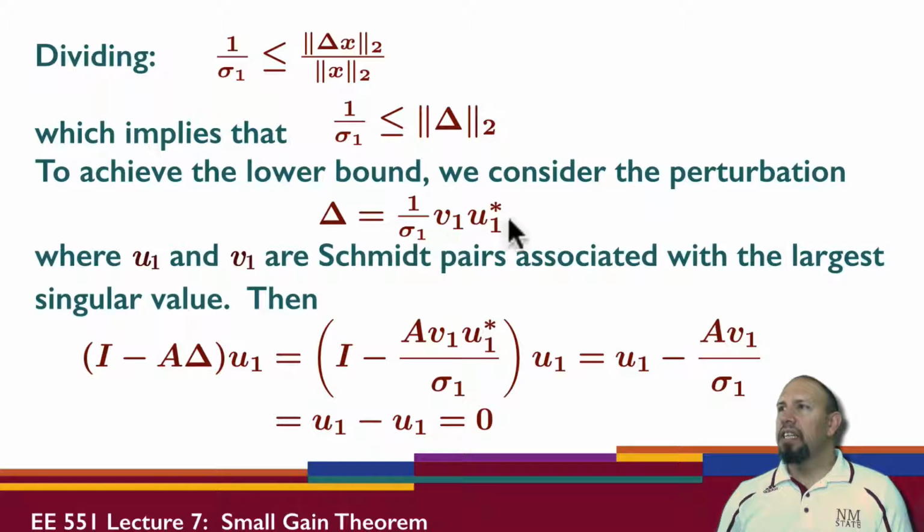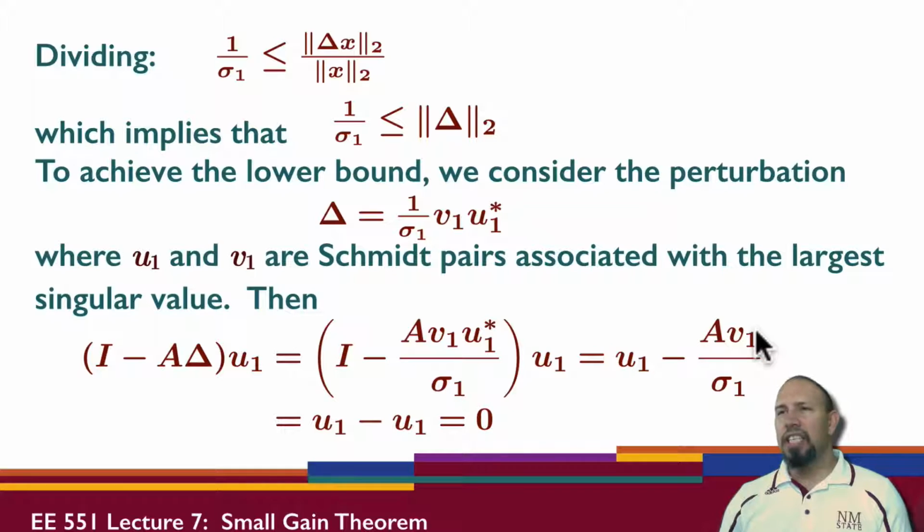So now we find, using this dyad, again, this dyad involves the Schmidt pairs U1 and V1, which are associated with the largest singular value of the matrix delta. And so remember, this is our delta. Actually, I'm sorry, V1 and U1 are associated with our matrix A. And so we have this relationship, U1 times this quantity. Delta is equal to this quantity, and so we plug that in. Multiplying through by U1, again, U1 is orthonormal, so these guys are going to cancel. So we're going to have U1 minus AV1 over sigma 1.